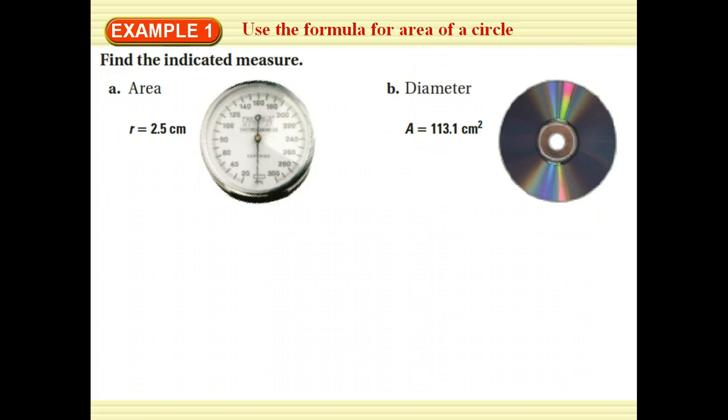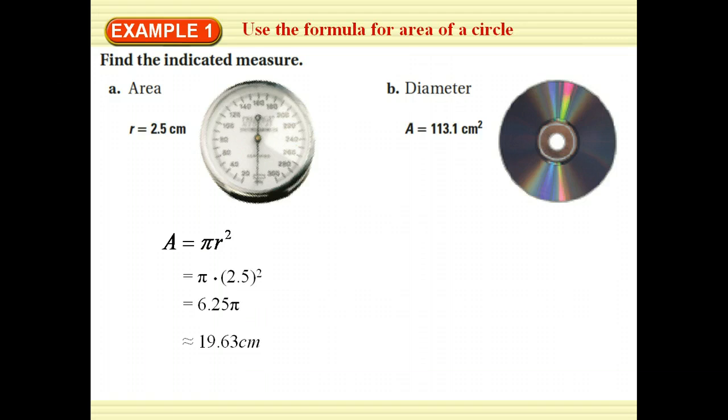The area of a circle whose radius is 2.5 centimeters, we simply plug into the formula and see that it is 6.25 pi. If you want an exact answer, if you want to estimate it, you can plug it into your calculator, and that gives us approximately 19.63 centimeters.